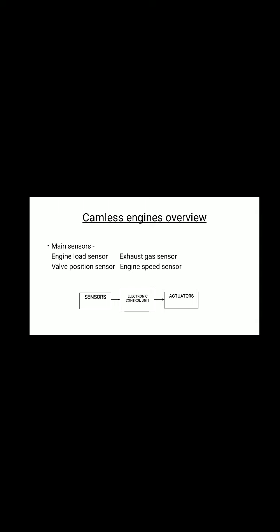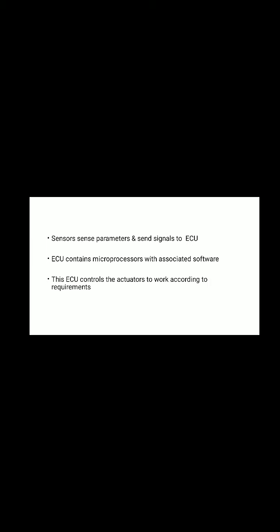Camless engines overview. Main sensors: engine load sensor, exhaust gas sensor, valve position sensor, engine speed sensor. Sensors sense parameters and send signals to the ECU, which is directed to the actuators. The electronic control unit contains microprocessors with associated software. This ECU controls the actuators to work according to requirements.